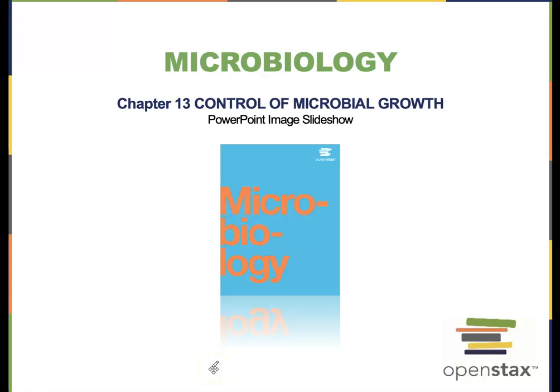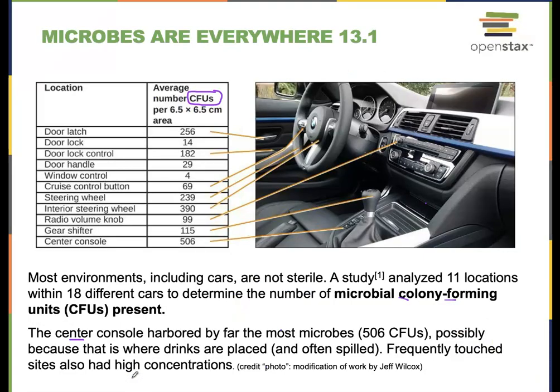Hello, this is chapter 13, Control of Microbial Growth. So this is basically a chapter on how different chemicals and agents work that kill bacteria in the environment.